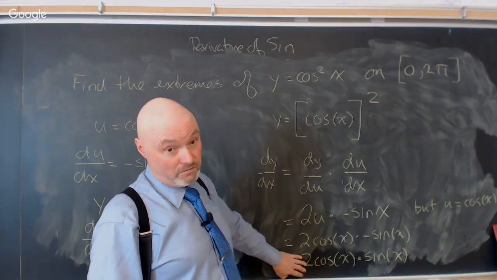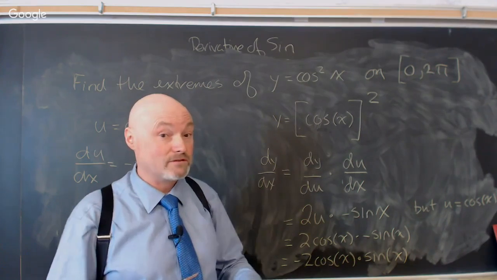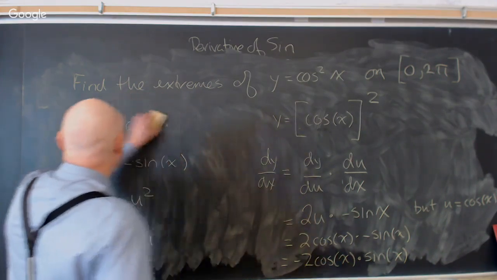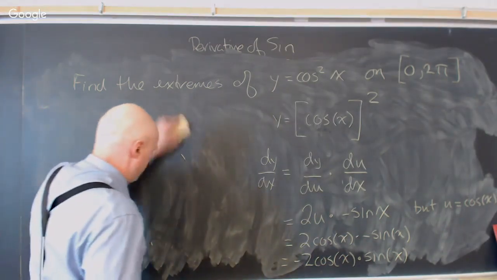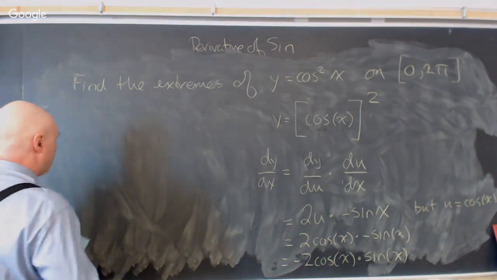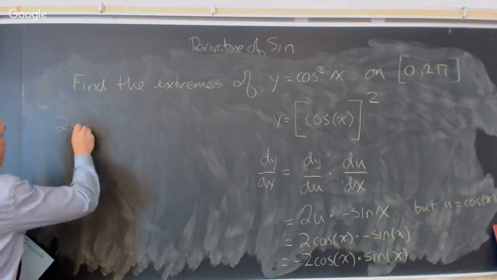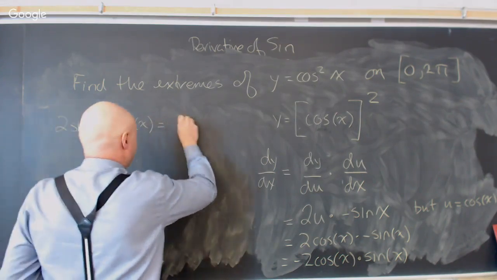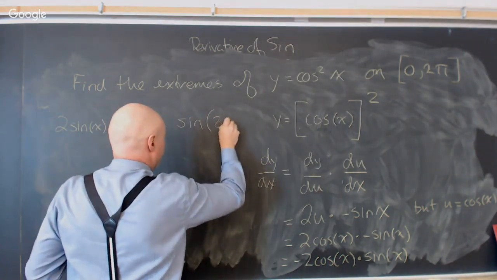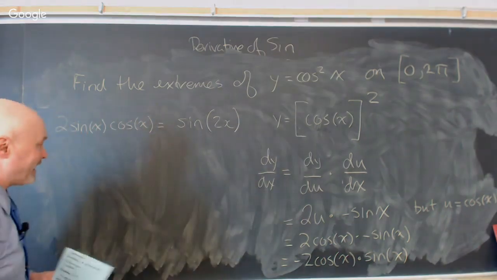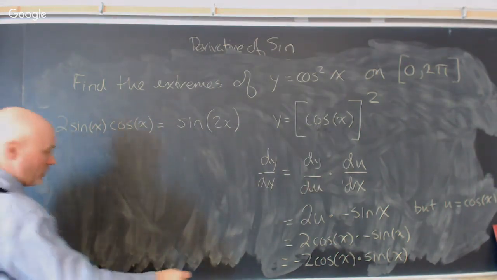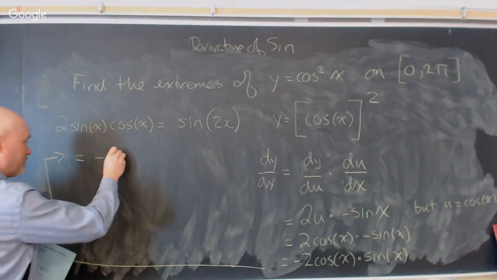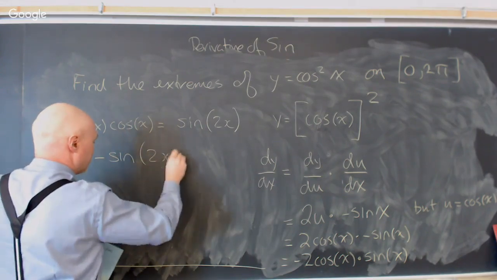And to solve it, we need to get it just as sine x or just as cos x, unless tangent pops out of the woodwork. Okay. So here comes our identity. 2 sine x cos x, well, that's just equal to sine of 2x. So that's called the double angle identity. And so this expression over here is equal to negative sine 2x.